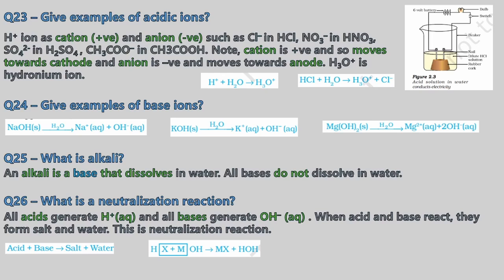And any metal hydroxide can be represented as MOH, right? For example, NaOH, Ca(OH)2 and stuff like that. So when these two, acid and base, react, the X and the M join and give you a salt, and the H plus and OH minus react together and give you H2O. So acid plus base is equal to salt plus water.